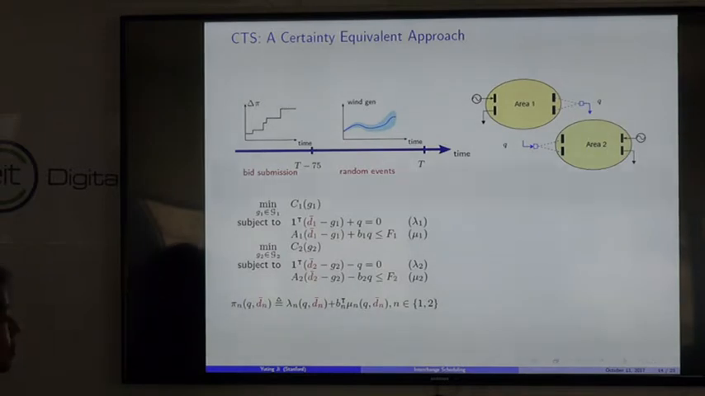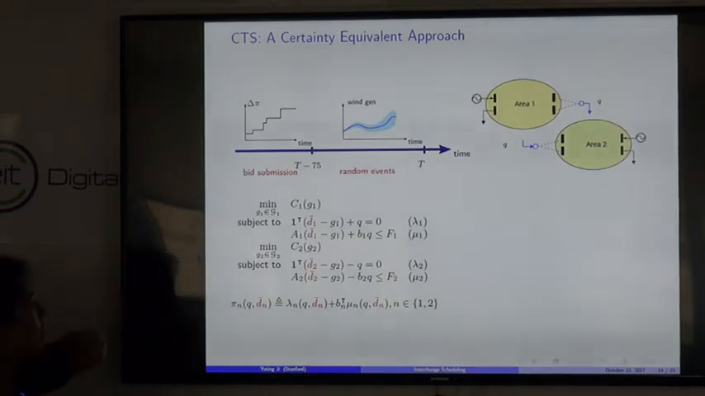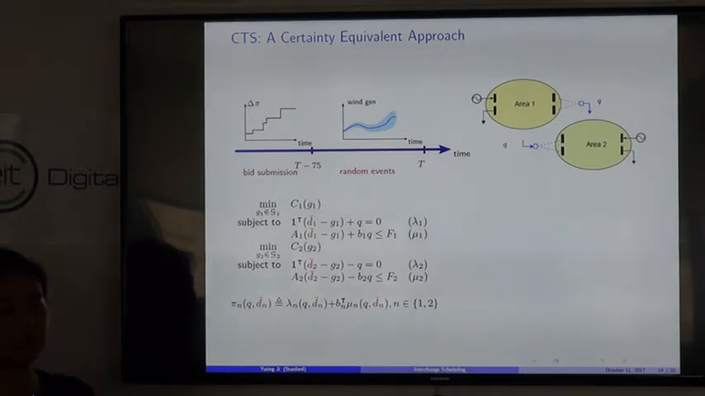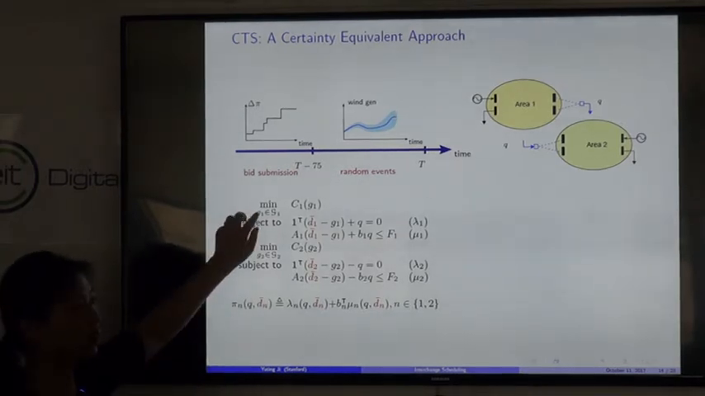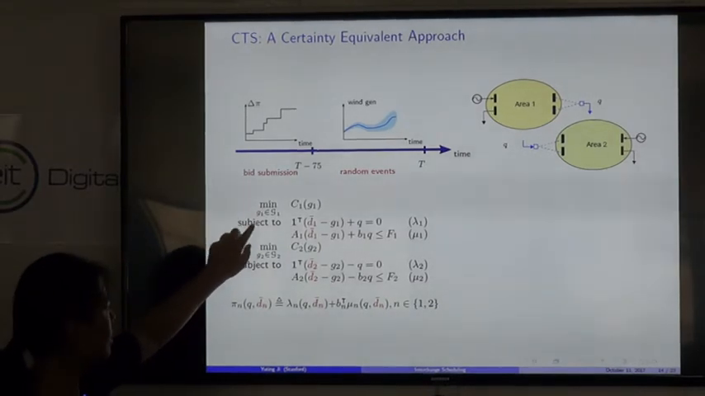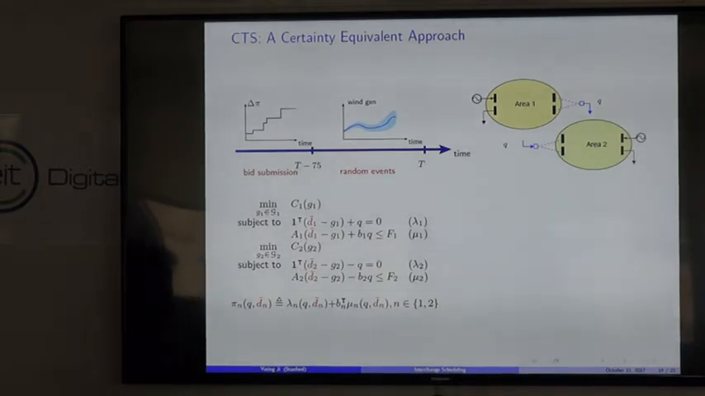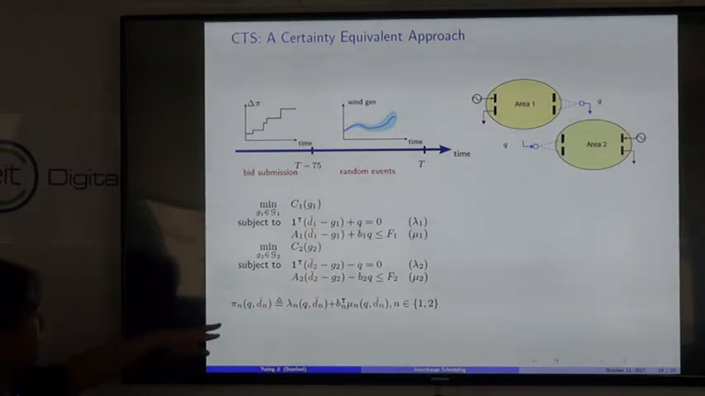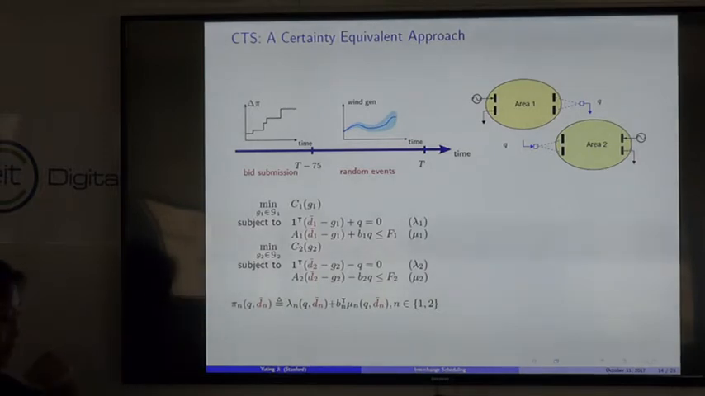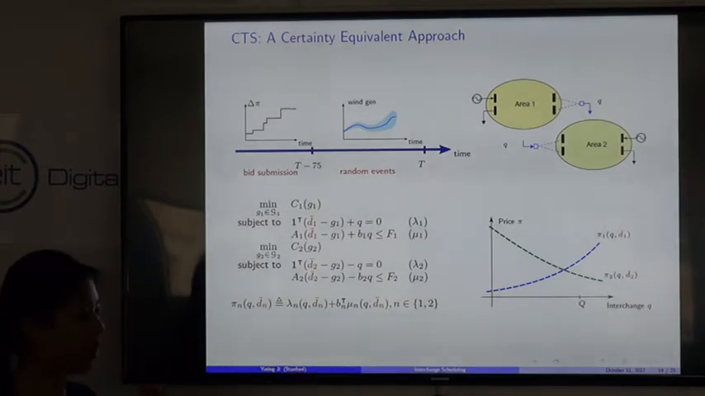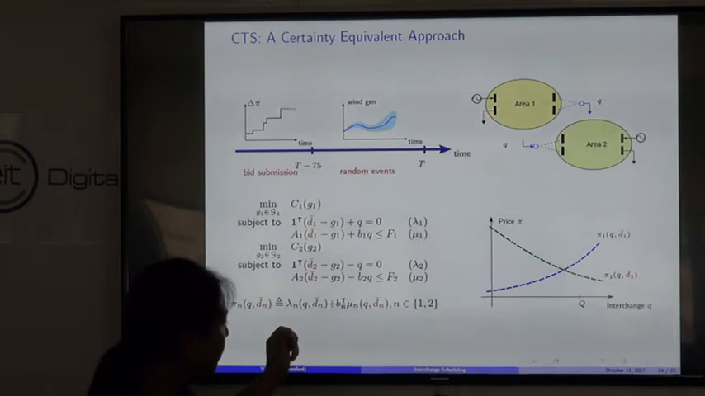Okay, here is just a little math. For each area, the operator needs to find the optimal dispatch for its generation. Essentially, there are generation constraints, the power balance constraint, that means the total generation should equal the total demand, and also there are some network constraints. So the price is determined by the dual variables of this optimization. So we convert it into an economic argument, then the price here.